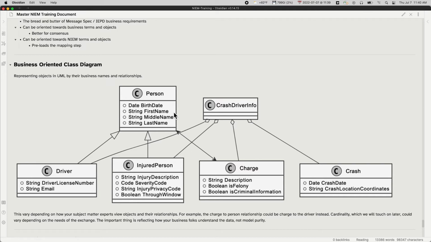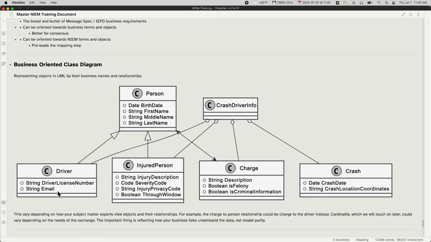So in this case, we have the concept of a person with a birth date, a first name, a middle name, and a last name. Down at the lower left, we have a driver. The concept of a driver. The driver has a driver's license number and an email address. That seems a little odd, right? Well, we're going to be a little odd.